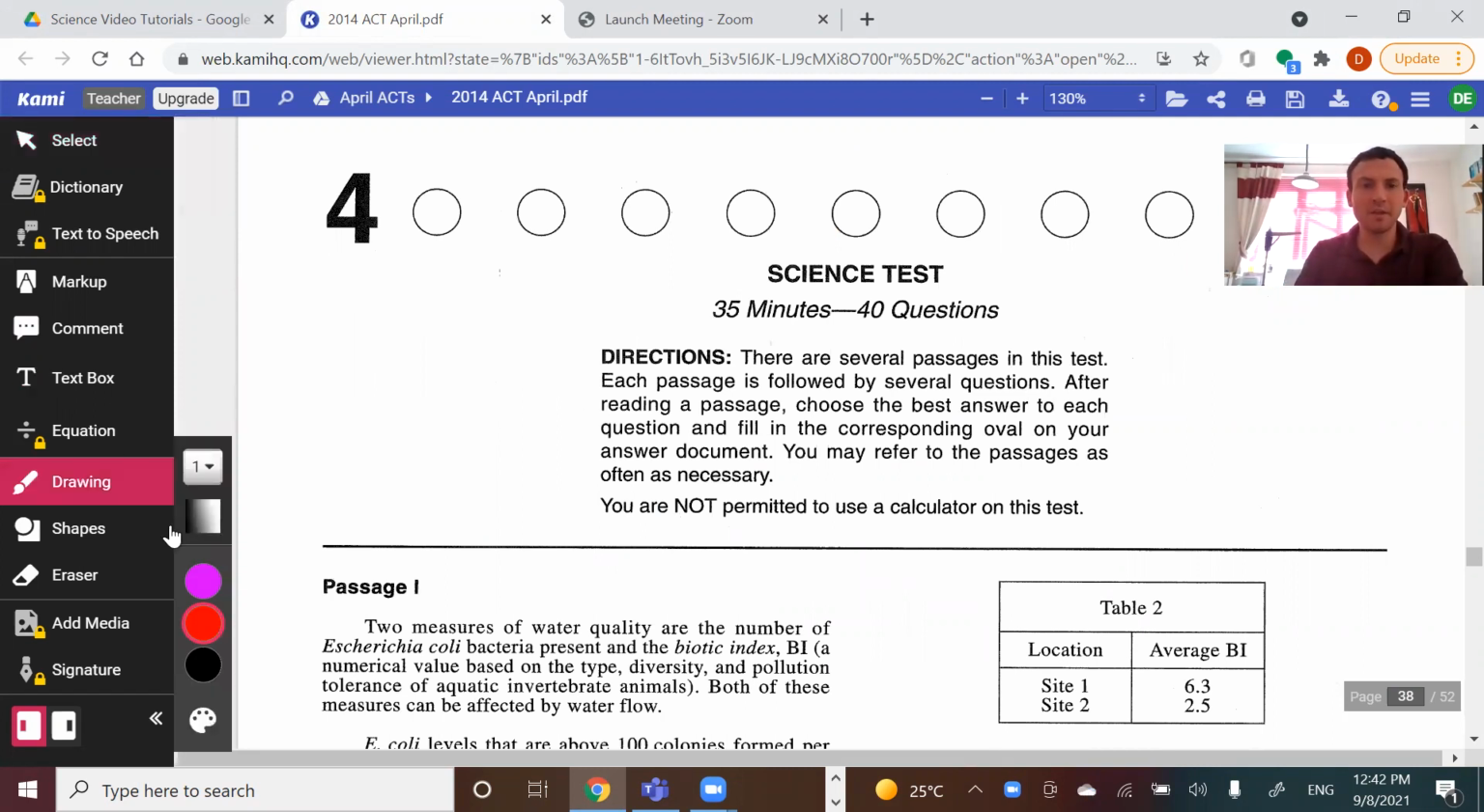If you haven't already, take your time to look at video 401. It's about 15 minutes long and it just goes through the how-to on the science section. In this 402 video, we're going to look at two passages.